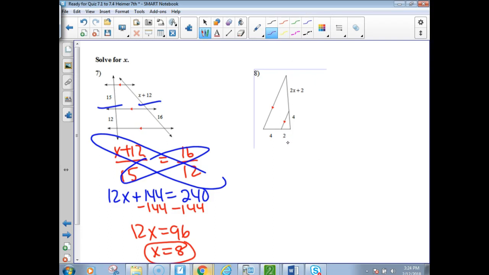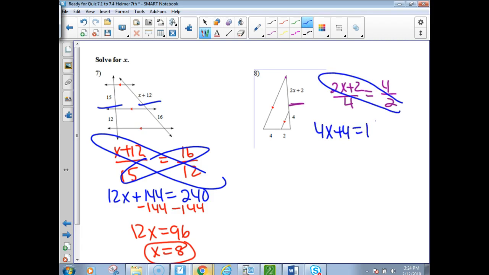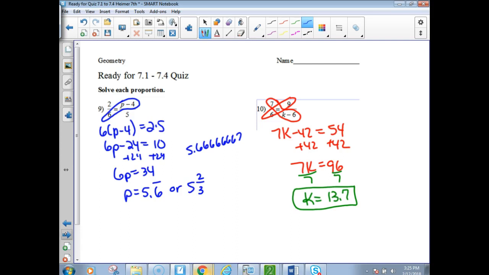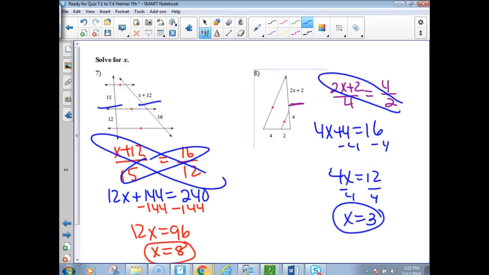All right, setting up the next one. I think that it would be nice if you just use that fraction you kind of see right there. 2x plus 2 is to 4 as, but what would I have to do next? 4 over 2. Okay. All right, cross products. 4x plus 4 is 16. Subtract 4. 4x is 12. Divide by 4. And I know I'm going kind of fast. Want to make sure we have all of our answers here. And then we have all the answers to that packet now.